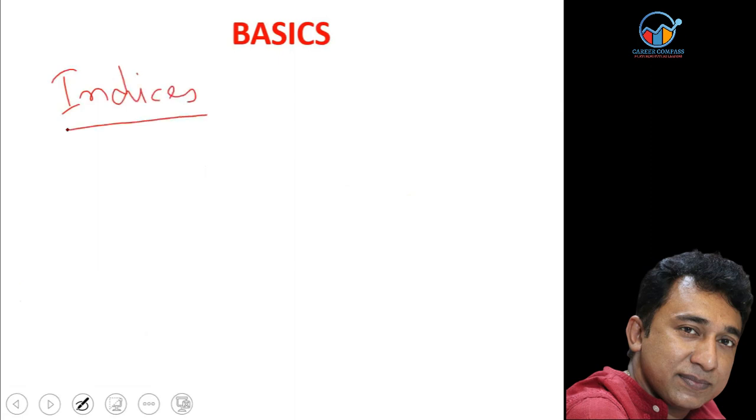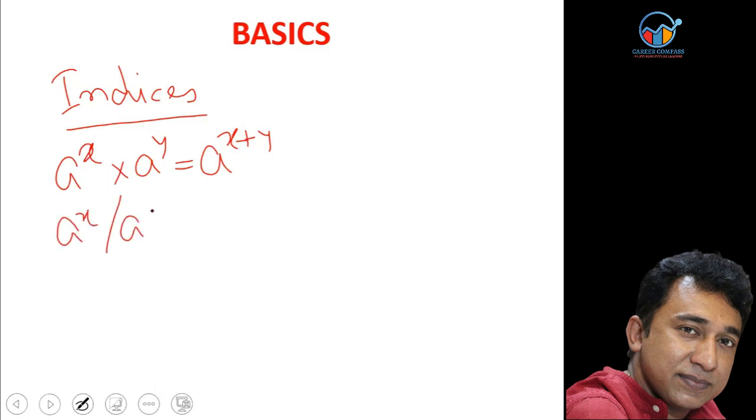You all know that. Just for the sake of recap, I'm mentioning: a to the power x into a to the power y is equal to a to the power x plus y. I'm not wasting my time to derive. These are very simple laws of indices which can be derived easily. Similarly, a to the power x divided by a to the power y happens to be a to the power x minus y.